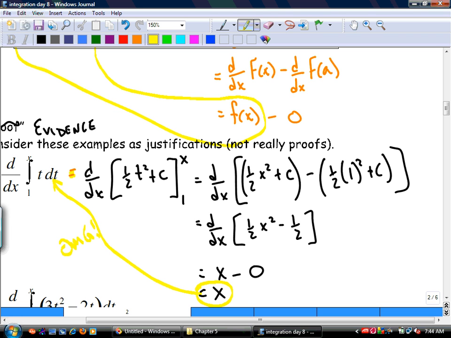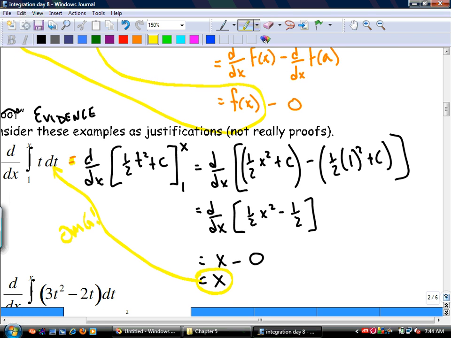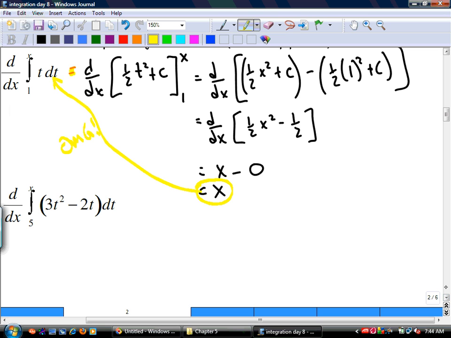Leave me yet? So what's the next one going to be then? What's the answer going to be? Thank you for not being very confident. 3x squared minus 2x. Do you want to do it?